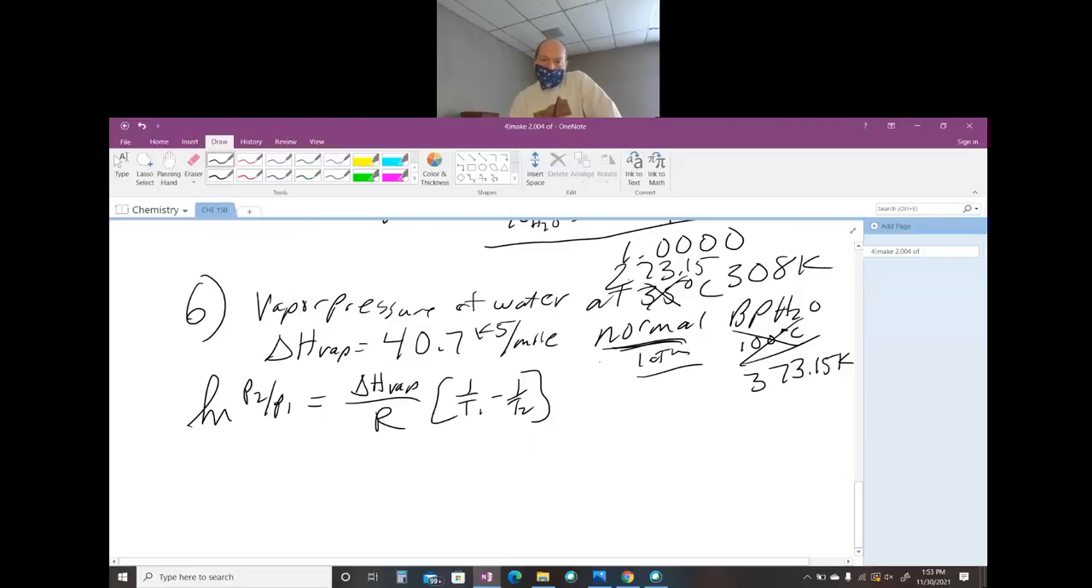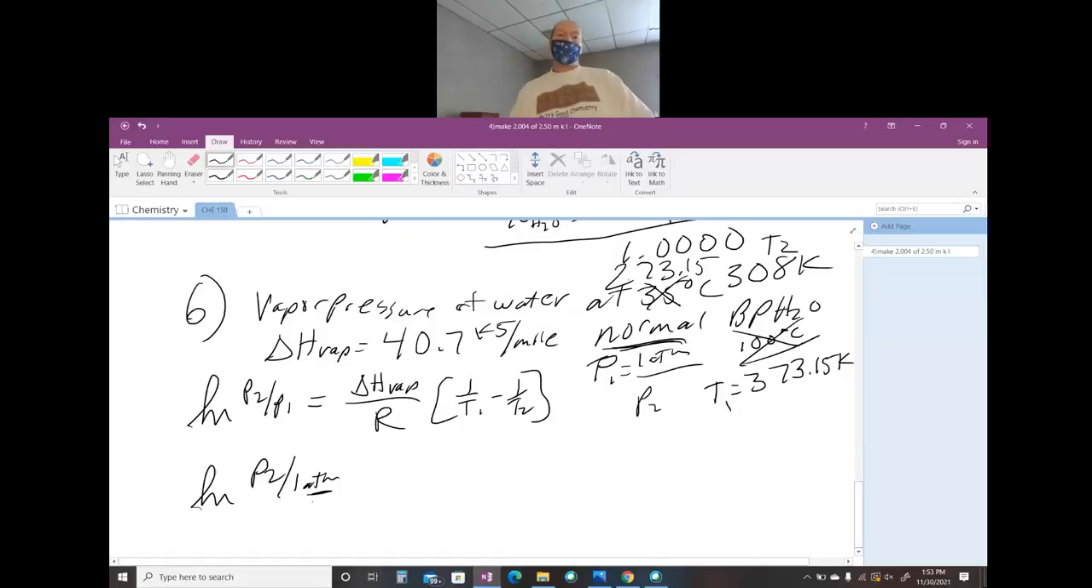All right, so your T1 here is equal to 373.15. Your P1 is equal to 1 atmosphere. Your T2 is 308 Kelvin. Your P2, that is the thing we're going to solve for. All right, so the ln of P2 over 1 atm. Now, note the units for the pressure, they just have to be the same. Since we're using atmospheres, when we get our answer for P2, it's going to be in atmospheres. If you put 760 millimeters of mercury here, which is fine, then your answer for P2 would be in millimeters of mercury.